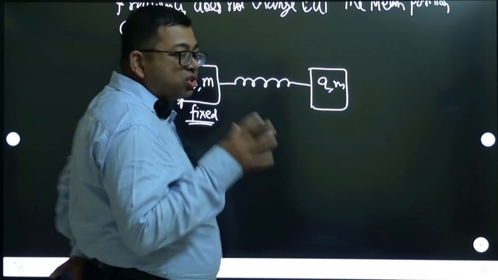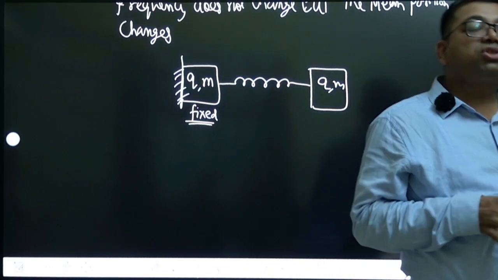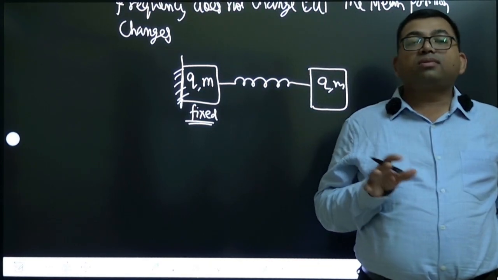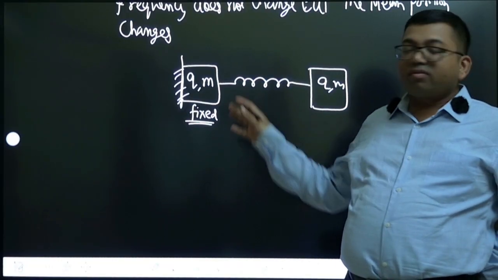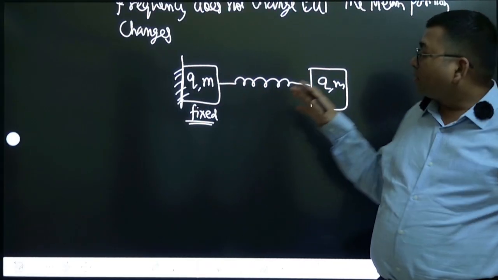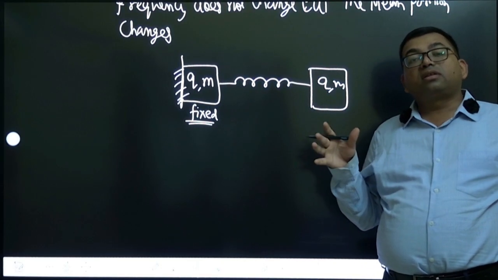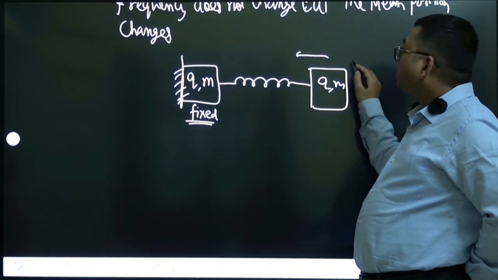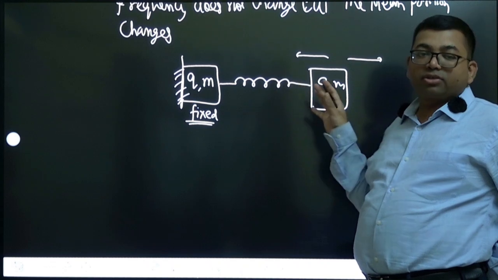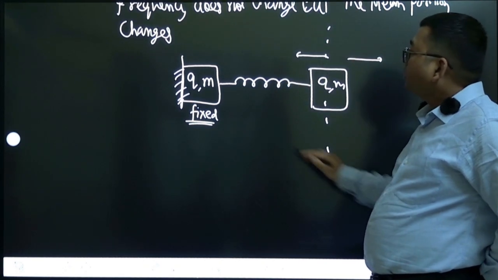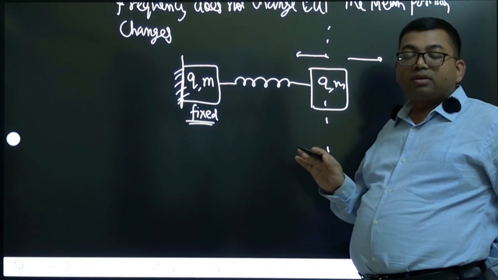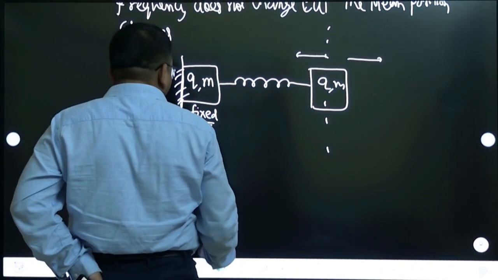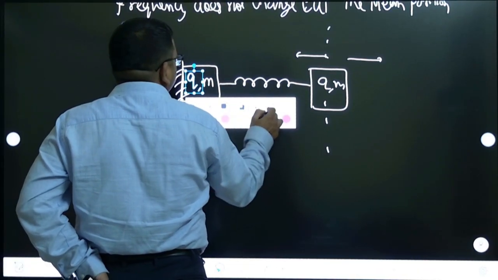Right now, initially there was no charge on the bodies. One was fixed only, and this one can only move. The charge was not there, only the masses. So if only the mass was there, and you compress this side or elongate this side and leave it, it will oscillate. And this was supposed to be the mean position, because the spring is not elongated. Initially only mass was there.